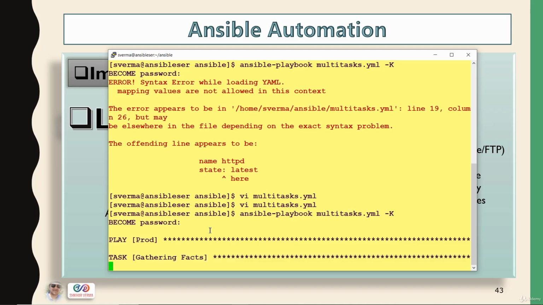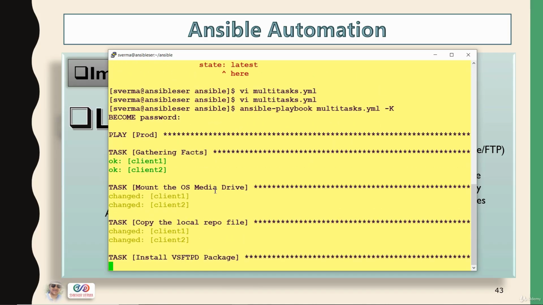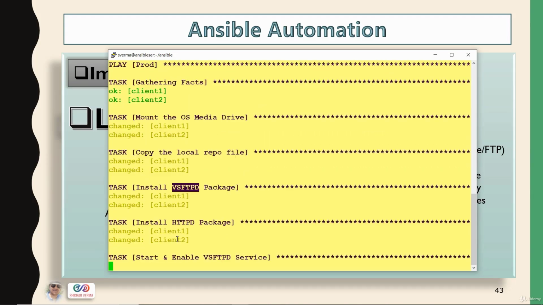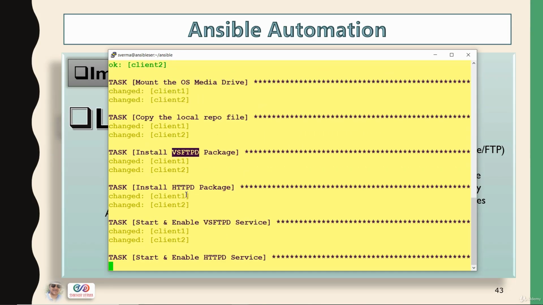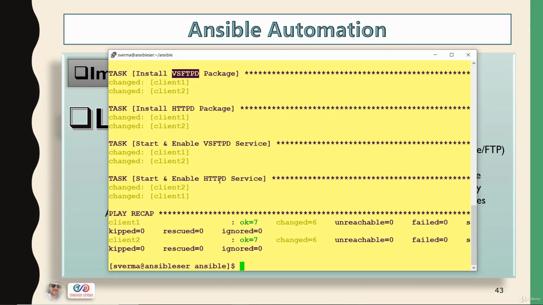Now it is running. It is gathering the servers, both client 1 and client 2. It has mounted the CD OS media drive, copied the local repo file. Now it is trying to install the vsftp package on both of my client 1 and client 2. It has installed the Apache package as well. Start and enable the service as well. So 6 changes have been done.